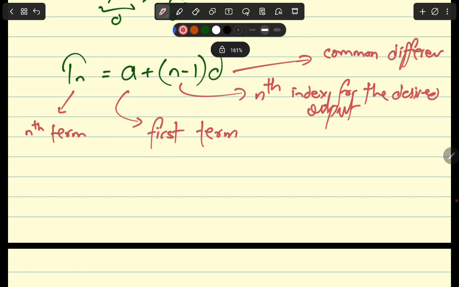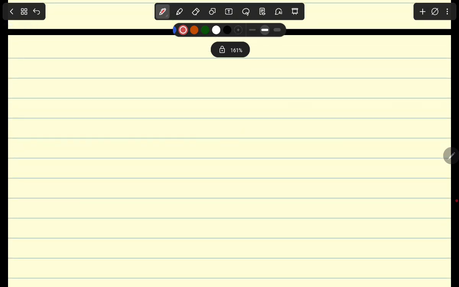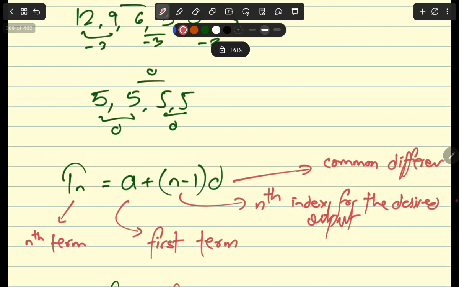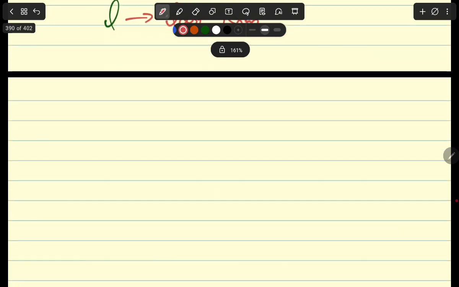Now, let's say I write down a sequence. I also want to introduce another term here, which is L, which we are going to use later. This is the last term of a sequence. Let's say this sequence is given to you. Okay, so let's discuss this L term in a bit.